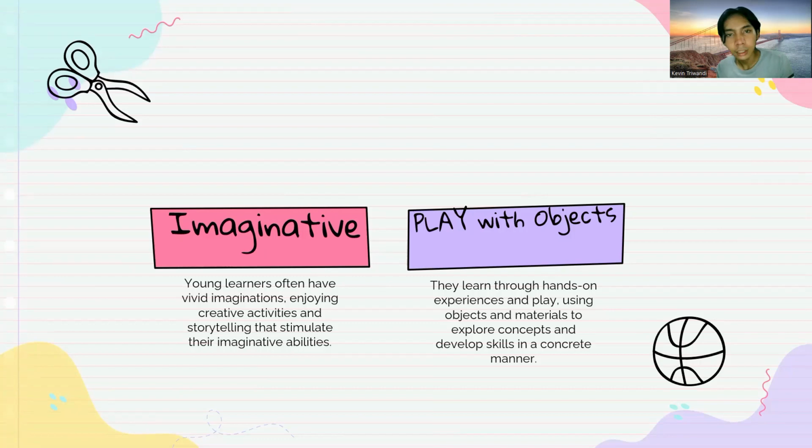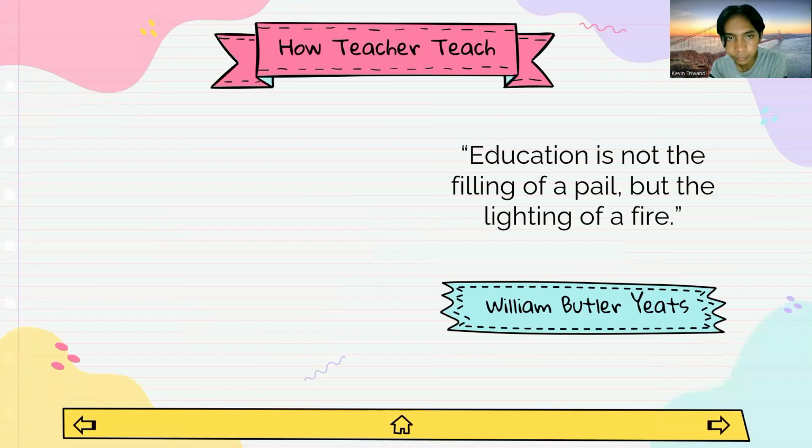Okay, so I guess that's all of the characteristics of young learners that I explained. And for the next, I will explain to all of you guys how teachers teach. Specifically, the subtitle refers to the characteristics before, so the way teachers teach is based on the characteristics of young learners.